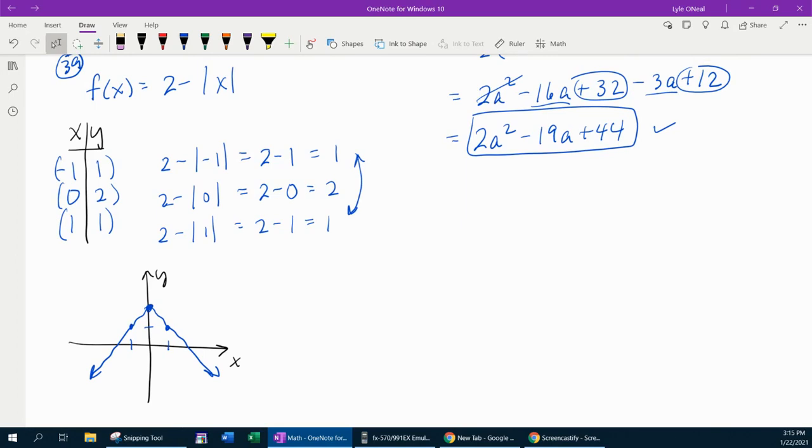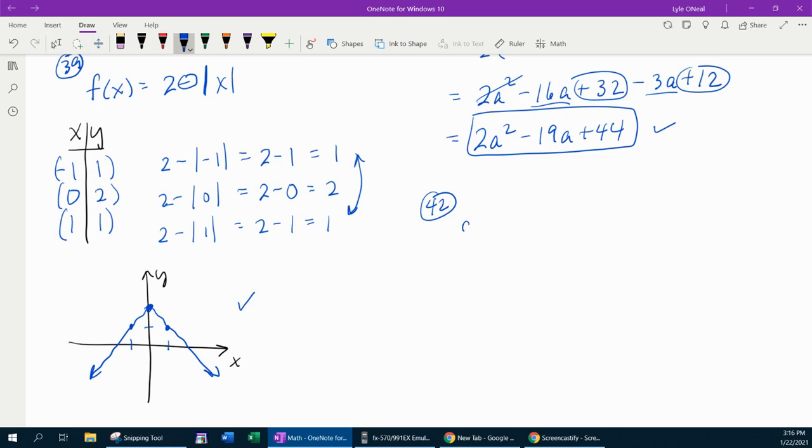And just on a side note, the way you can tell if it's going to be right side up or upside down is if there's a negative in front of your absolute value. A negative in front is going to flip it over and make it an upside down V. And that's it for that problem. That gets the graph done. We're going to look at one more before we close out this lesson.